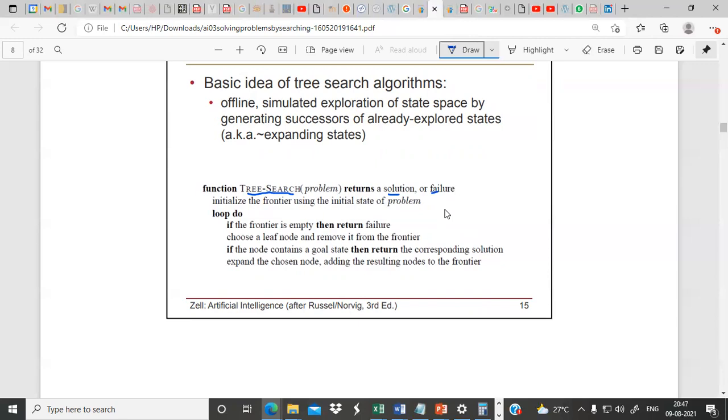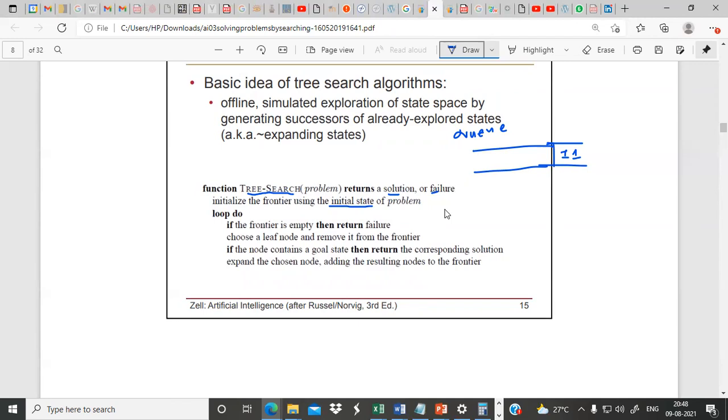Initialize the frontier using the initial state of the problem. Okay. So frontier is nothing but a queue. Let us assume frontier is a queue. You know what is a queue? Queue is a first in first out data structure. So what the queue will have initially is the initial state of the problem. So let us assume initial state is represented as I1. So the queue initially will have only the initial state, nothing else.